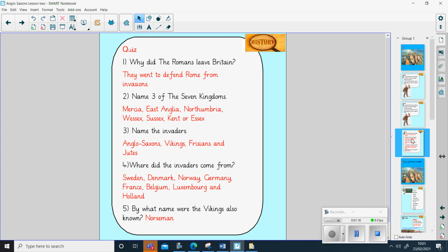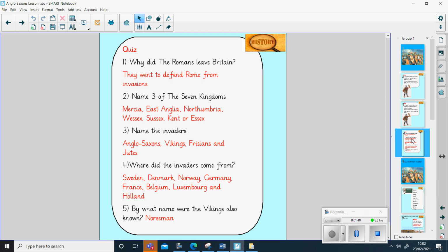Name 3 of the 7 kingdoms. So last week I shared a map with you of England and I showed you how it was divided into 7 different kingdoms, and you needed to name 3 of them. So the 7 you could have chosen from were Mercia, East Anglia, Northumbria, Wessex, Sussex, Kent and Essex.